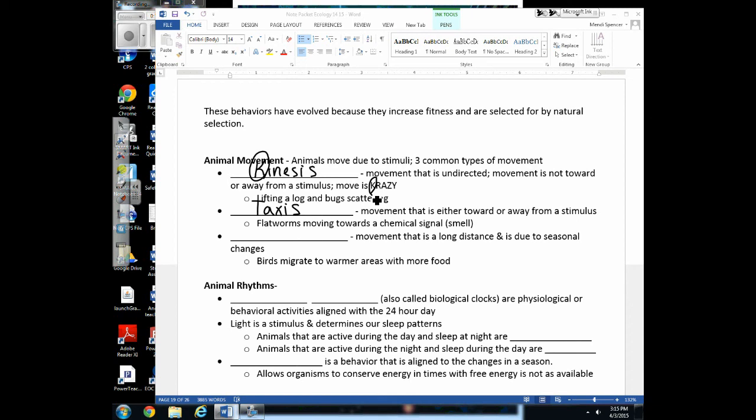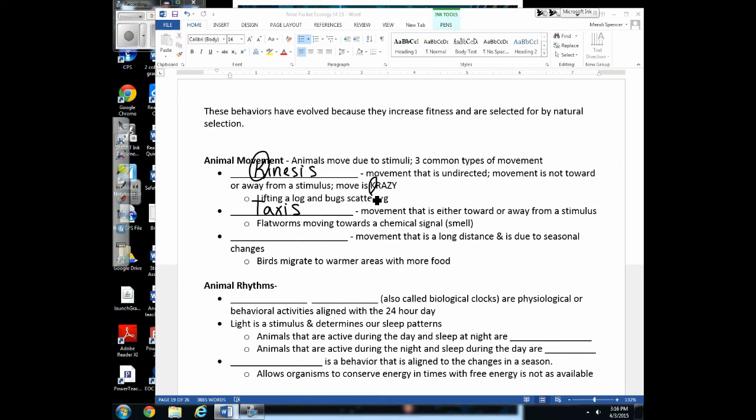Now, with taxis, I like to think of it this way: if you hail a taxi, you are going somewhere. You are either going to go to something or from something. And so there's directed movement, either towards or away from a stimulus.